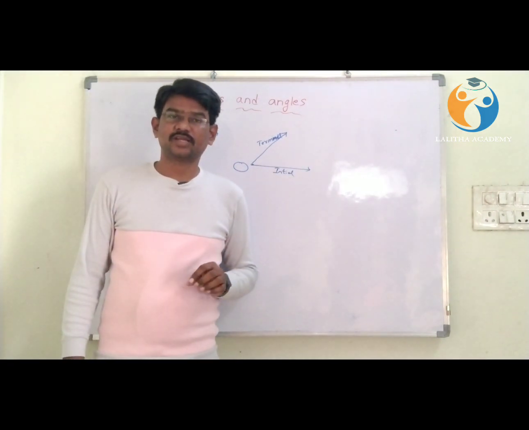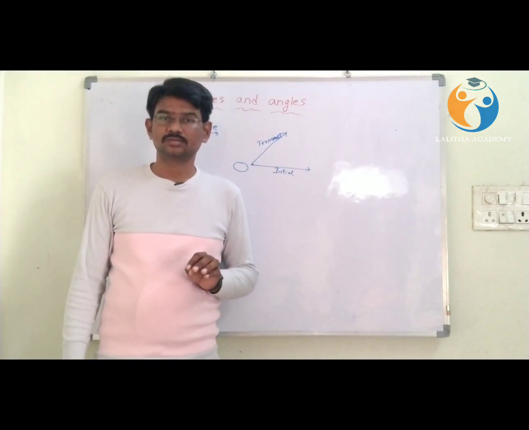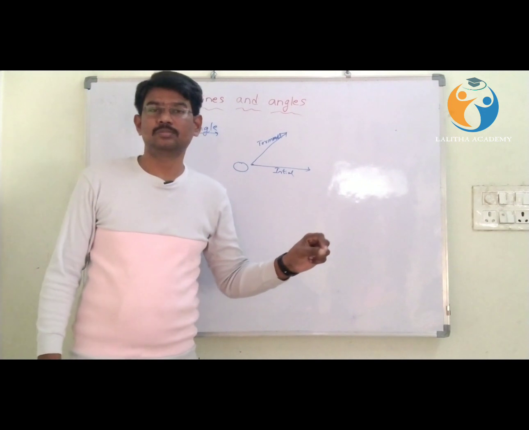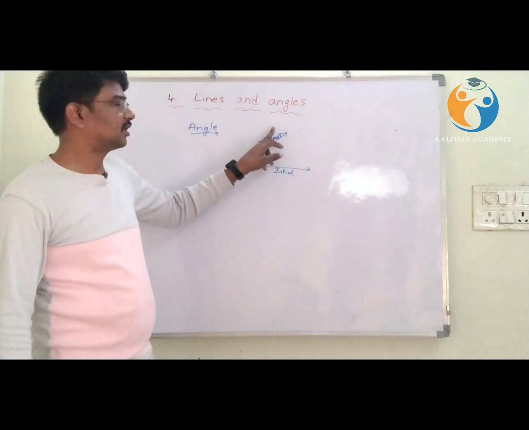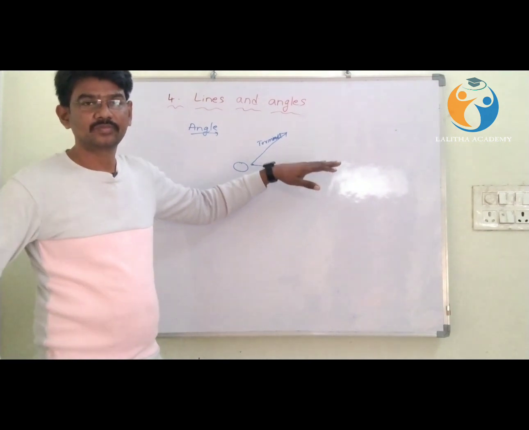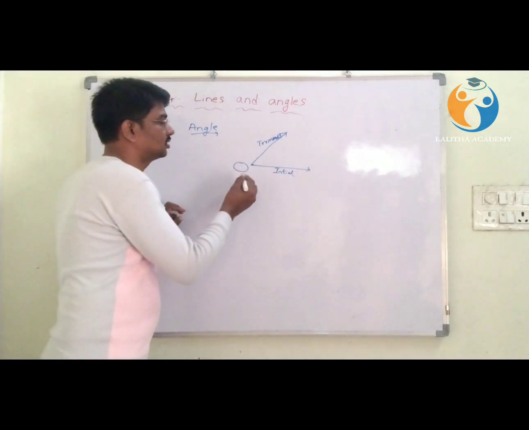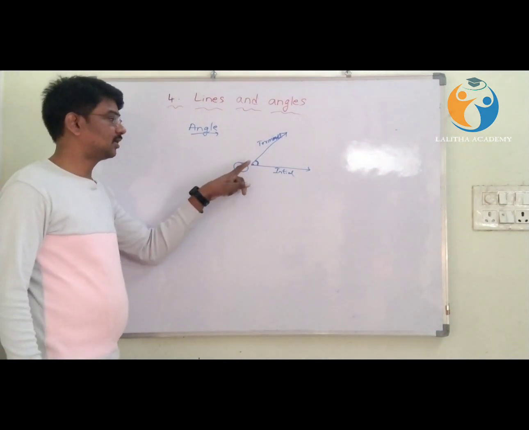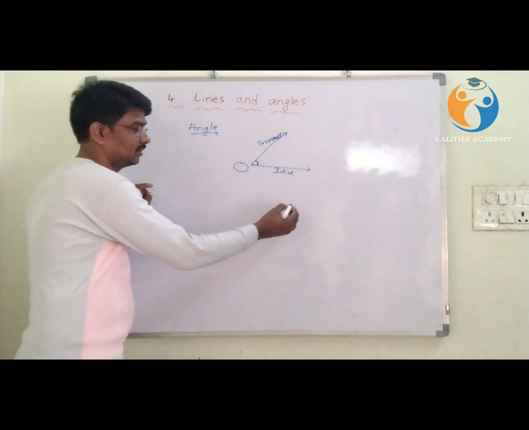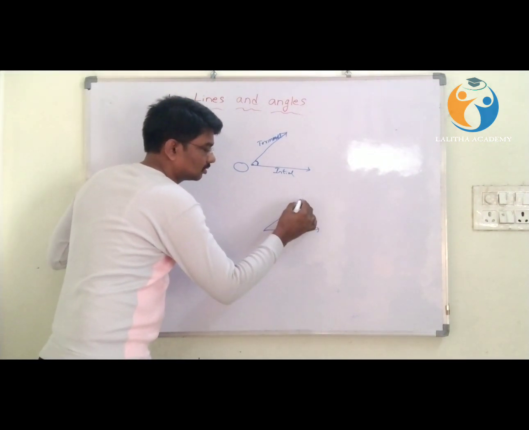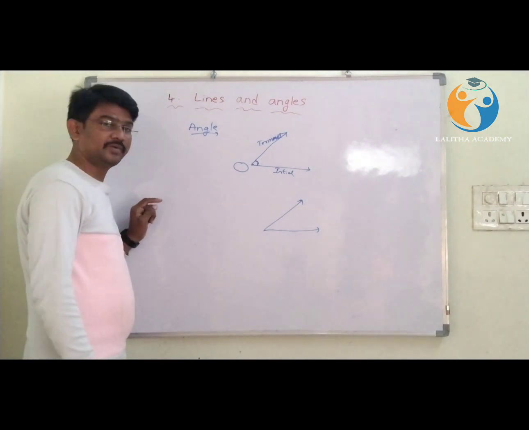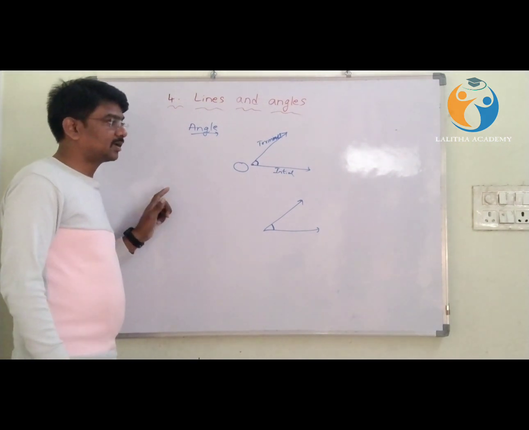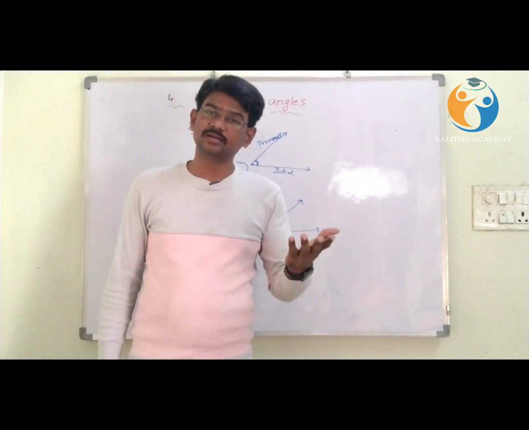An angle can be formed if a ray moves from the initial position to the terminal position. This is called an angle. Simply we can say, the gap between two rays. This is the gap, right? The gap between two rays is called an angle.